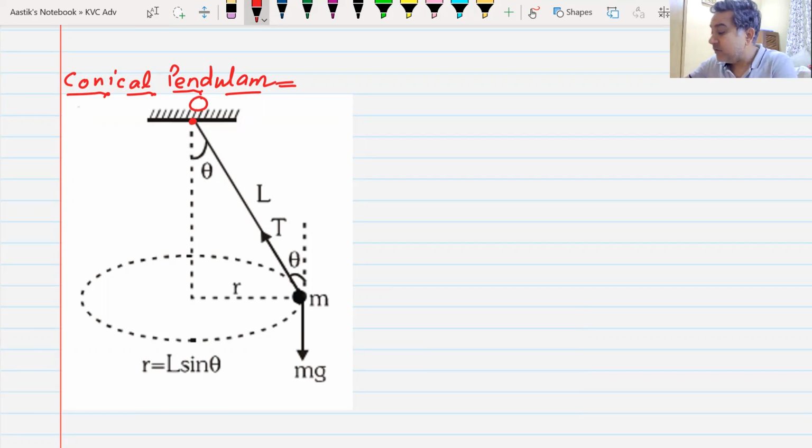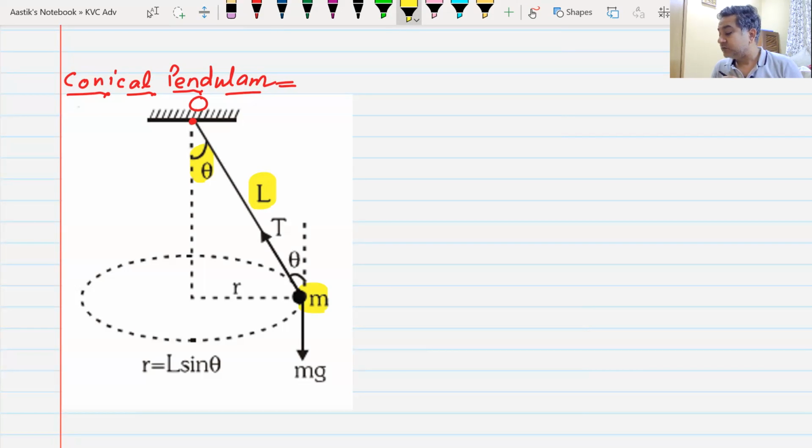This is conical pendulum. What is normally given in a conical pendulum is the length L of the pendulum, the angle theta it makes with the vertical, and the mass m of the body. These are the three things that are normally given. They can give you other things apart from these. They might not give you mass, length, or theta, and might give you something else instead, but this is what is normally given to you.